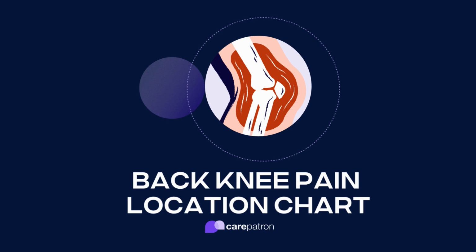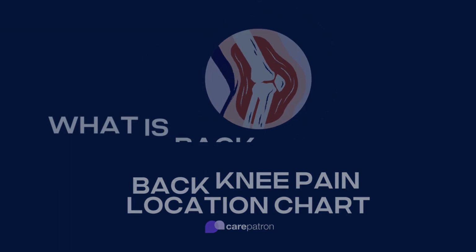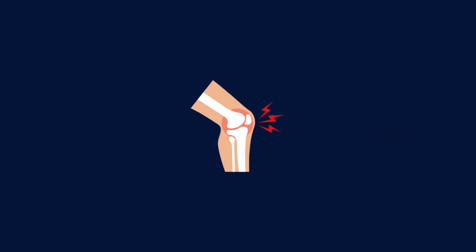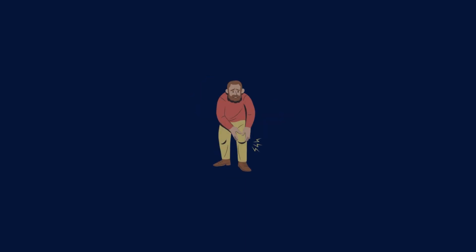I will be guiding you through the back knee pain location chart. Back knee pain, or posterior knee pain, is discomfort or distress originating from the back portion of the knee. It's a common issue caused by various conditions including injuries, arthritis, or diseases such as Baker's cyst. This type of pain may manifest in different ways, like a sharp pain during certain movements, a persistent dull ache, or a feeling of tightness.